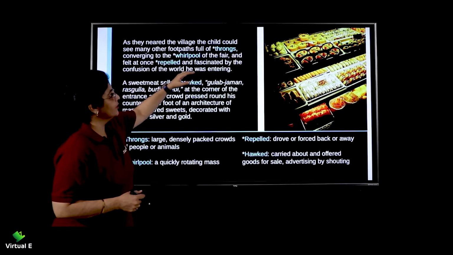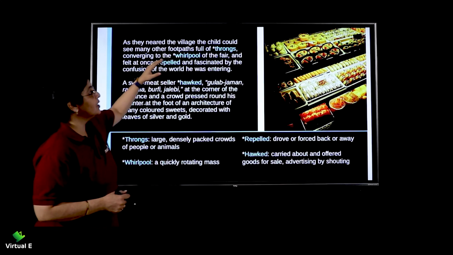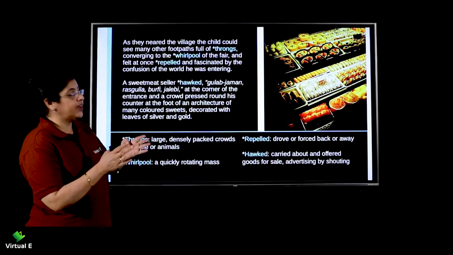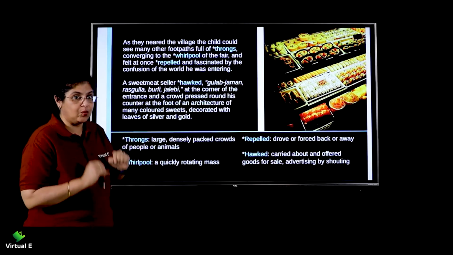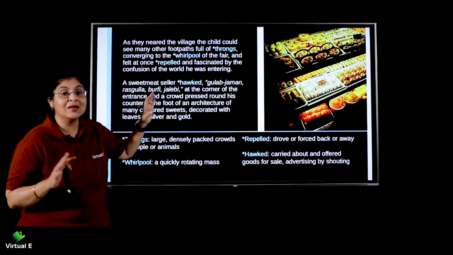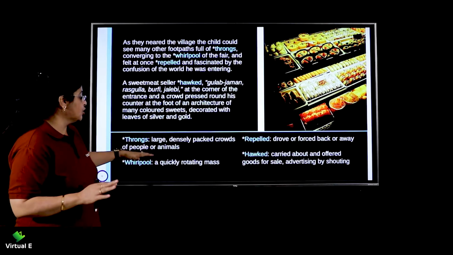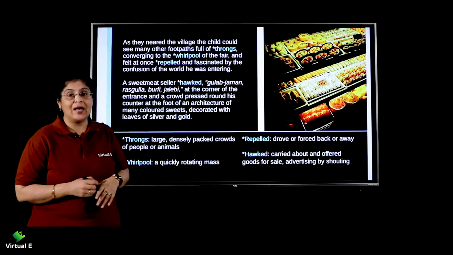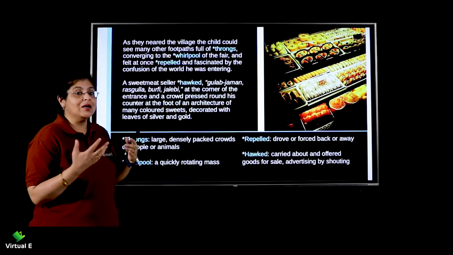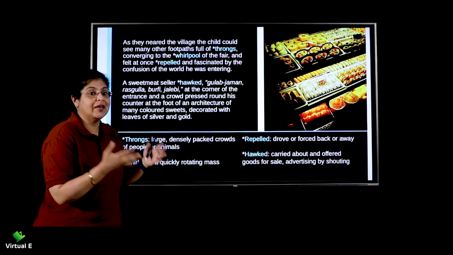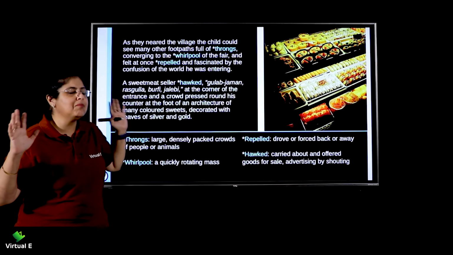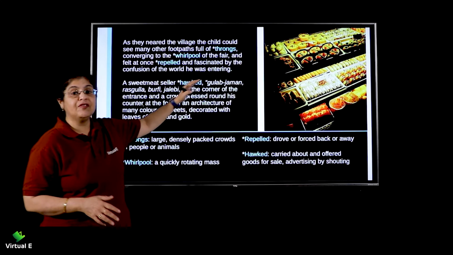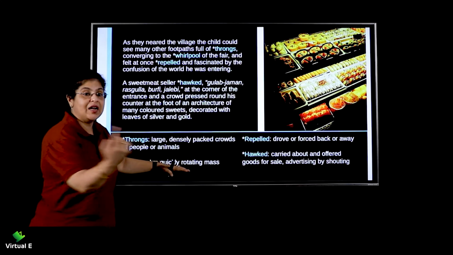As they neared the village, the child could see many other footpaths full of throngs. As they went near the fair, as they were entering the village where the fair was, he could see many other footpaths full of throngs. Throngs as in large, densely packed crowds of people or animals. Now the rush started increasing. It started crowding because they were getting closer to the fair. So he could see many people and animals converging to the whirlpool of the fair. Whirlpool as in a quickly rotating mass.